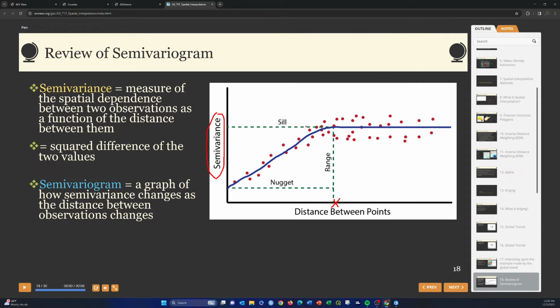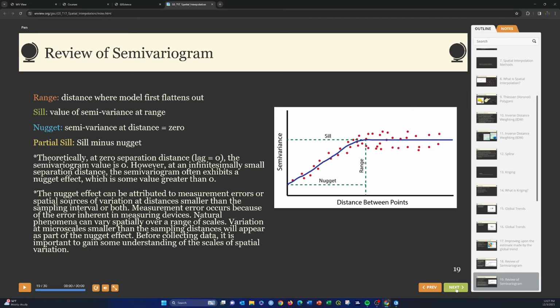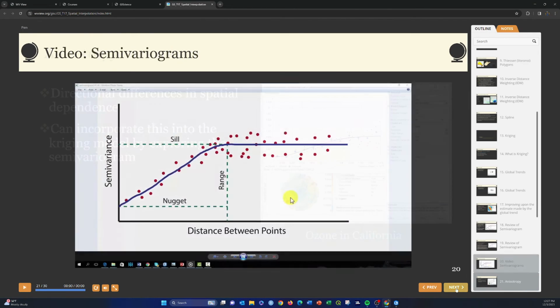The sill is the value of the semivariance where the pattern levels off. The distance at which this levels off is the range. And then we have that nugget effect, which has to do with measurement error and spatial scales, where you maybe don't get a zero semivariance at a distance of 0. So in order to incorporate this spatial autocorrelation, we use the semi-variogram to get a sense of the distance at which we want to stop considering spatial autocorrelation. Again, that goes into it in detail, just like the last section.